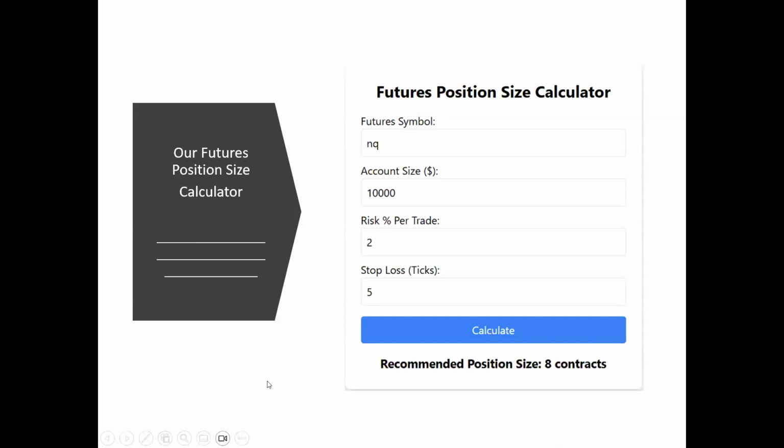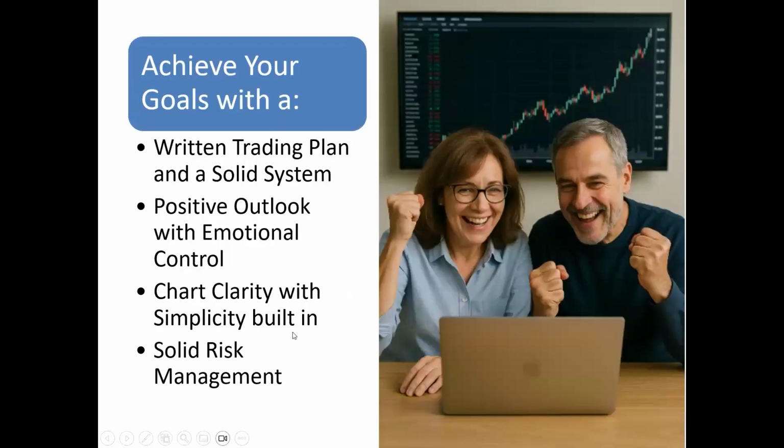Here at NaviTrader, we have developed a position size calculator. It's a great tool. It will automatically calculate the number of contracts that you should be trading based on your account size. So here's an example with the NASDAQ. We put in an account size of $10,000, a risk percent per trade, which I usually recommend keeping at 2% or less, and a stop loss in ticks, which is something that you need to define yourself with your trading. You can click on the calculate button and it's going to calculate the number of contracts.